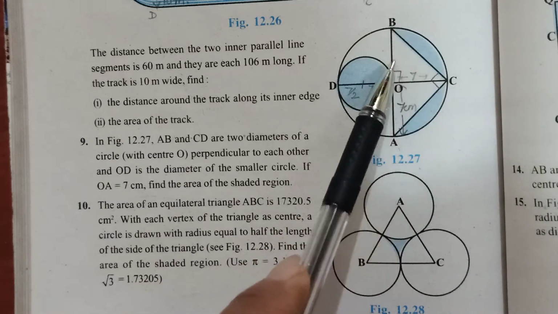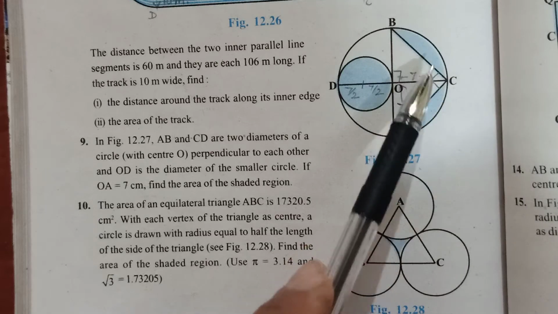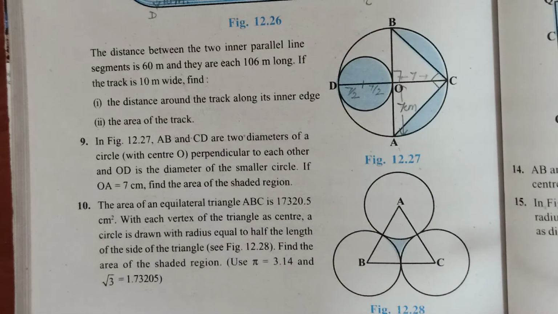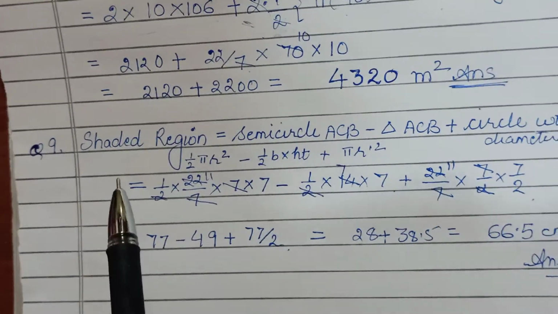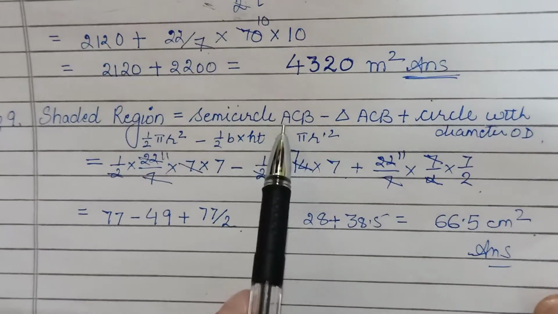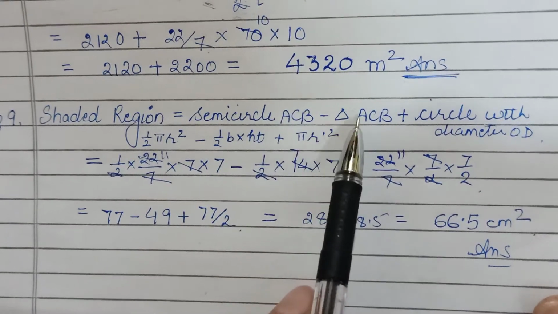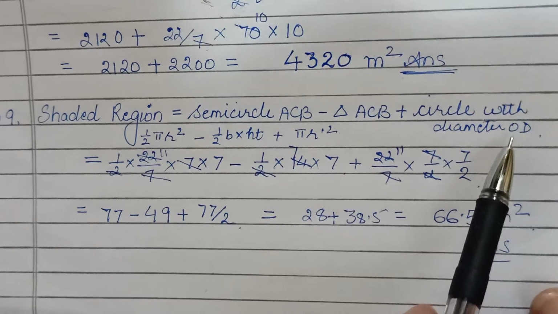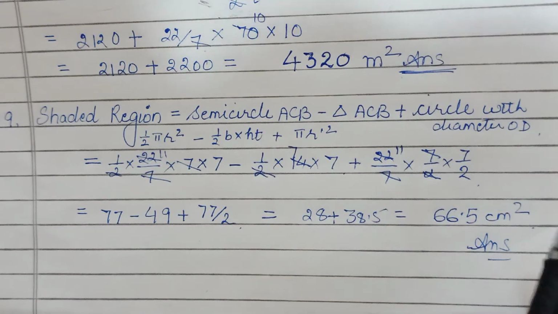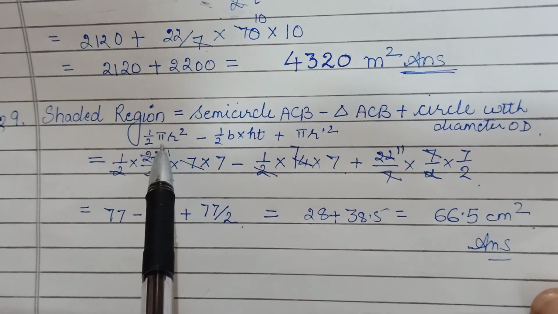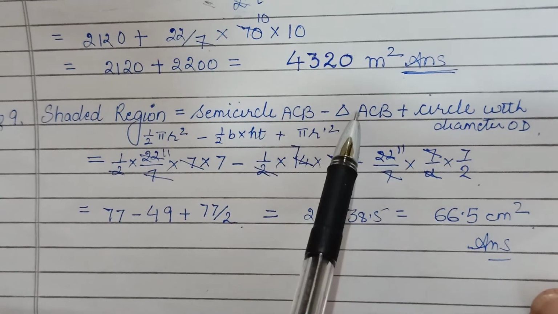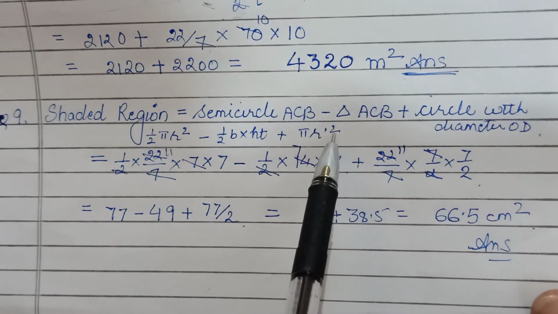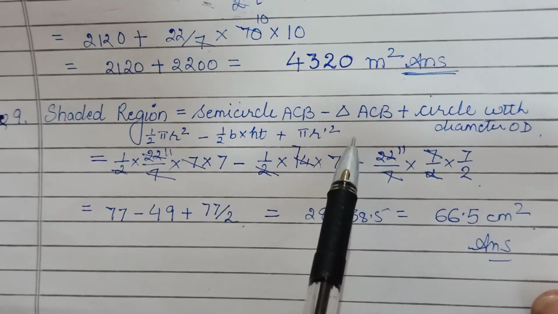If you minus this triangle, then you are left with these two portions. And plus, ये तो circle है तो easily इसका area add हो जाएगा. So, area of the shaded region for this figure would be semicircle ACB minus triangle ACB plus circle with diameter OD. Alright, so area of semicircle is half pi r square, of triangle, right angle triangle था, so half base into height, and another circular figure only, so pi r square.